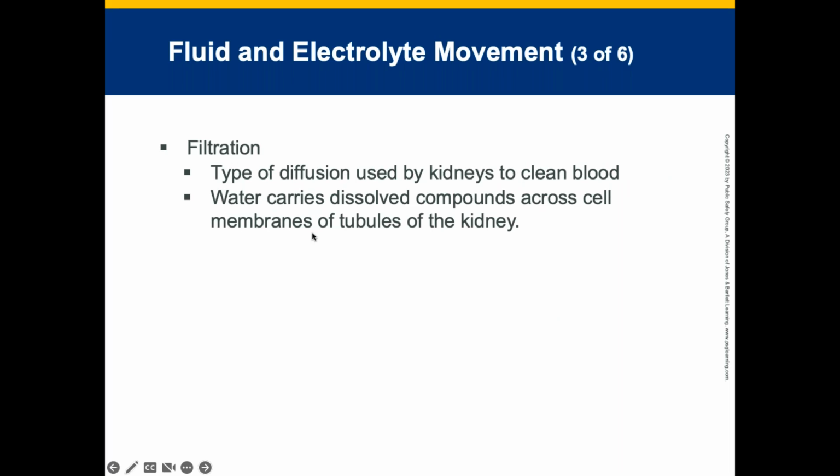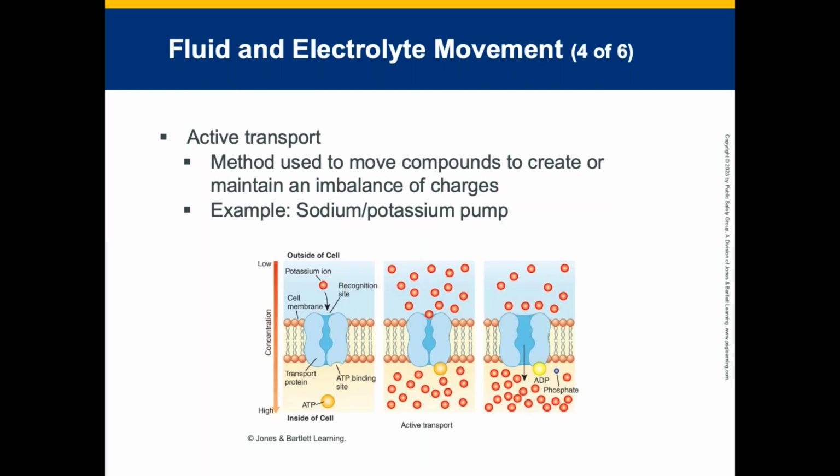So filtration is a type of diffusion used by the kidneys to clean blood. We filter in our kidneys and the nephrons. Things start moving around and filtering out. The water carries dissolved compounds across the cell membrane of the tubules of the kidney, where the dissolved components are trapped. Active transport is the method used to move compounds to create or maintain an imbalance of charges.